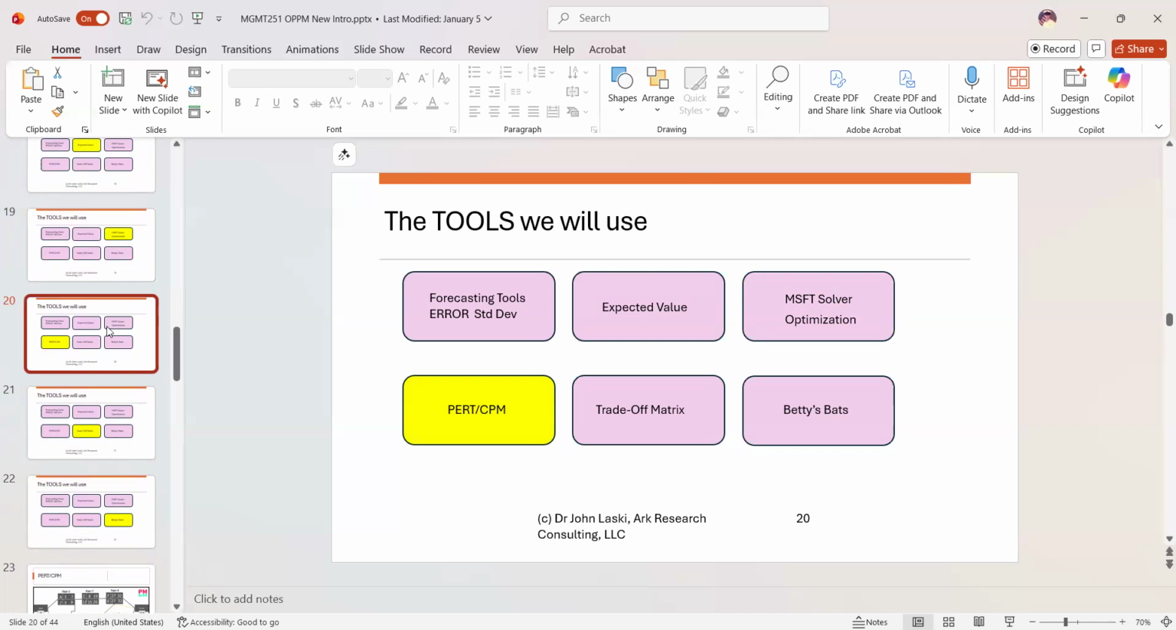But we're going to spend a significant time on CPM, the critical path method, and what that means and how we account for time and throughput and things like that. So that'll be a big factor.